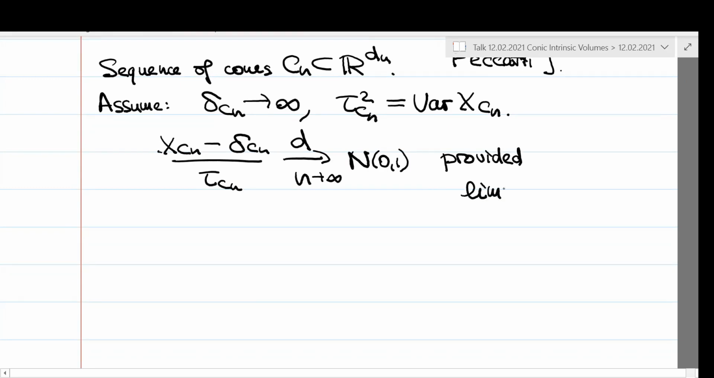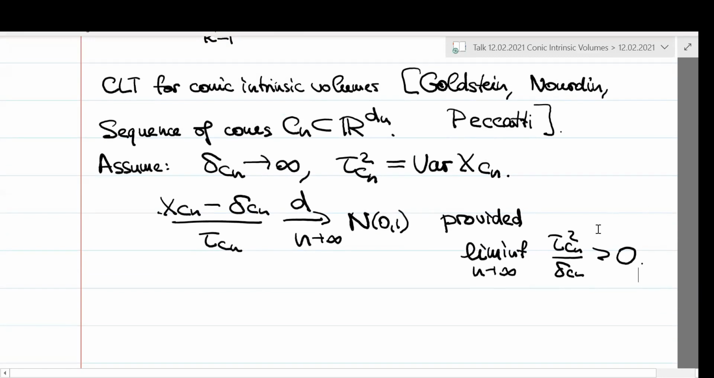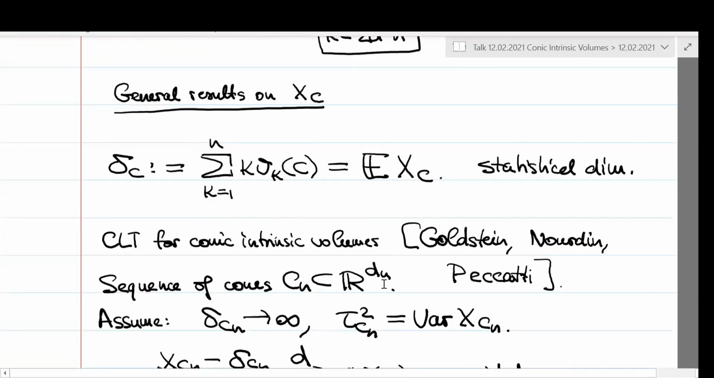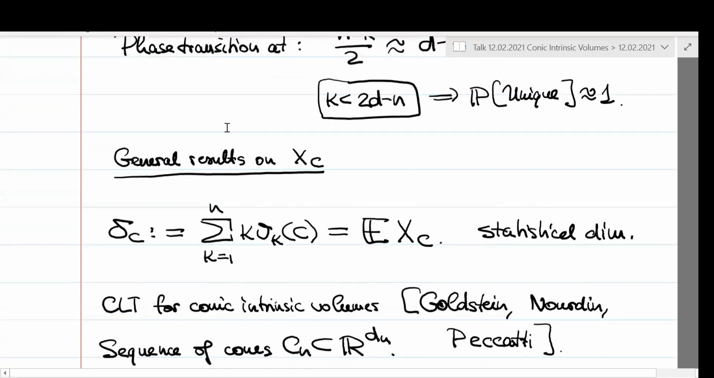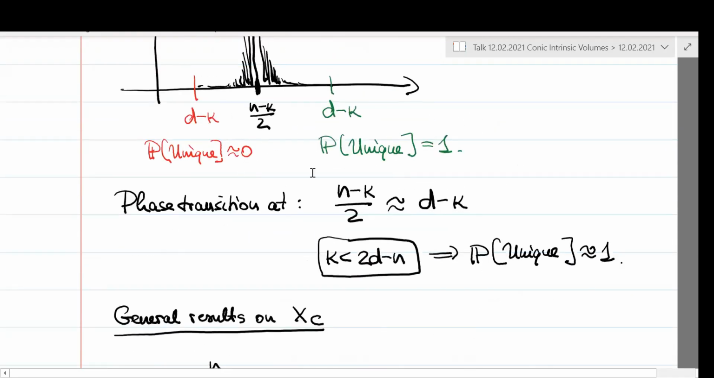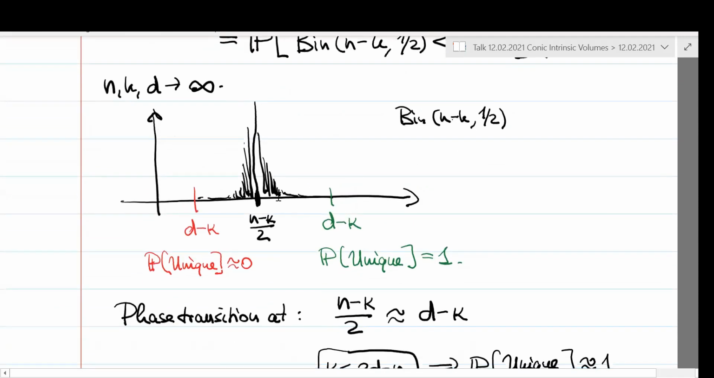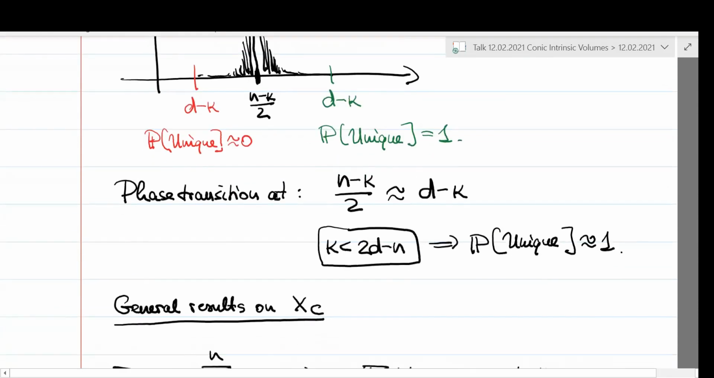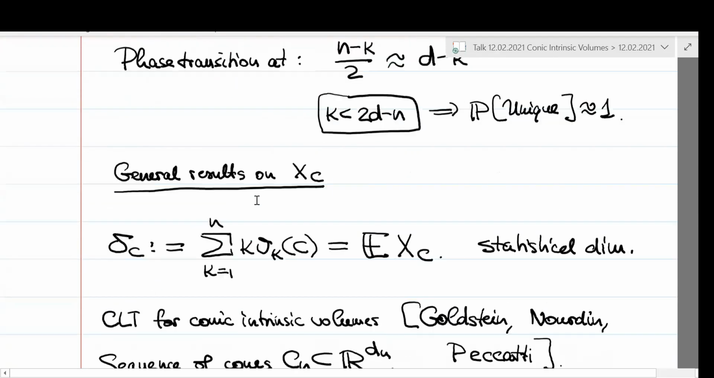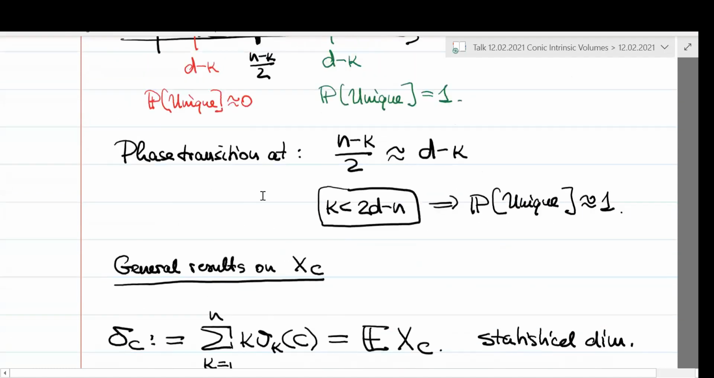Provided that the limit of the variance divided by the dimension is positive. So under very general conditions, such a result holds, which means we expect the same shape of the phase transition under very general conditions. And the point at which the phase transition occurs is the statistical dimension.